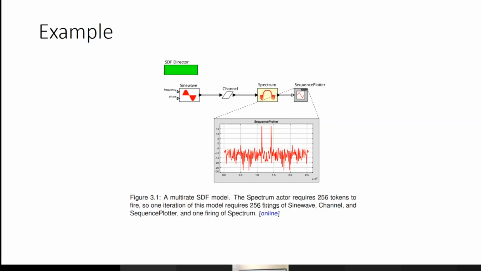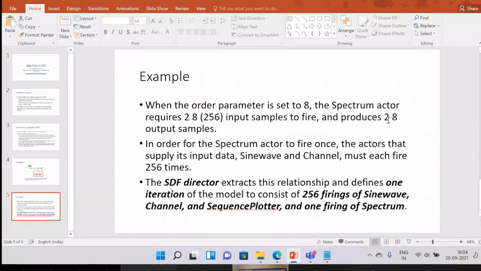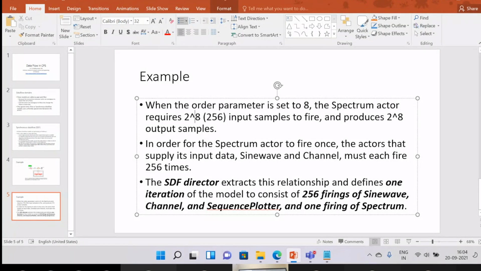Okay, now when the order parameter in the spectrum is set to 8, the spectrum actor requires 2 power 8 input samples to fire and produces 2 power 8 output samples. Actually, the cap symbol is not displaying in the property here, so I have just used a cap symbol. 2 power 8 means totally 256 input samples.